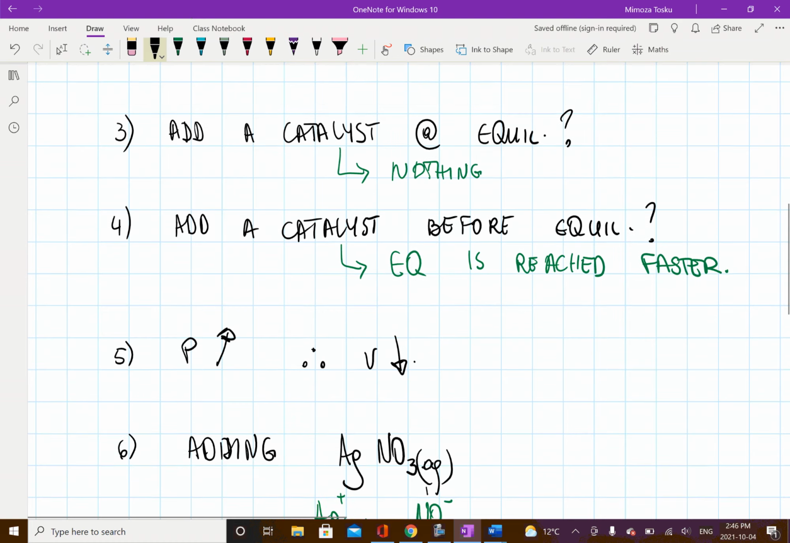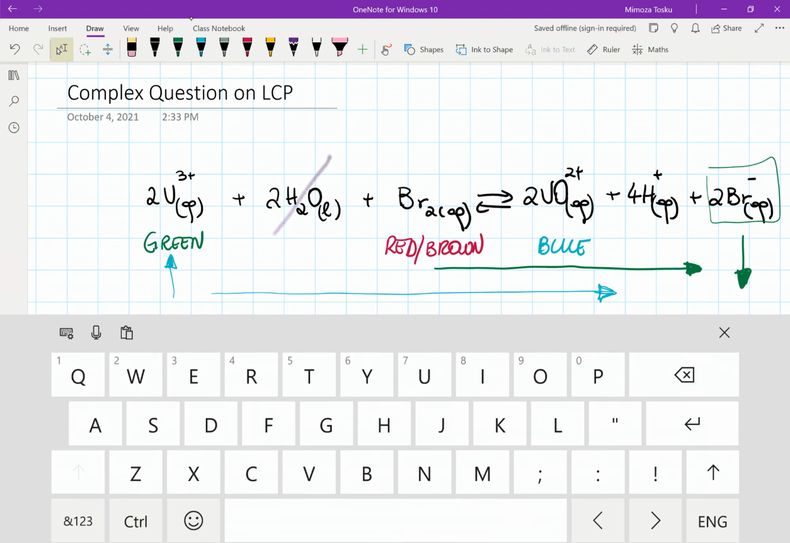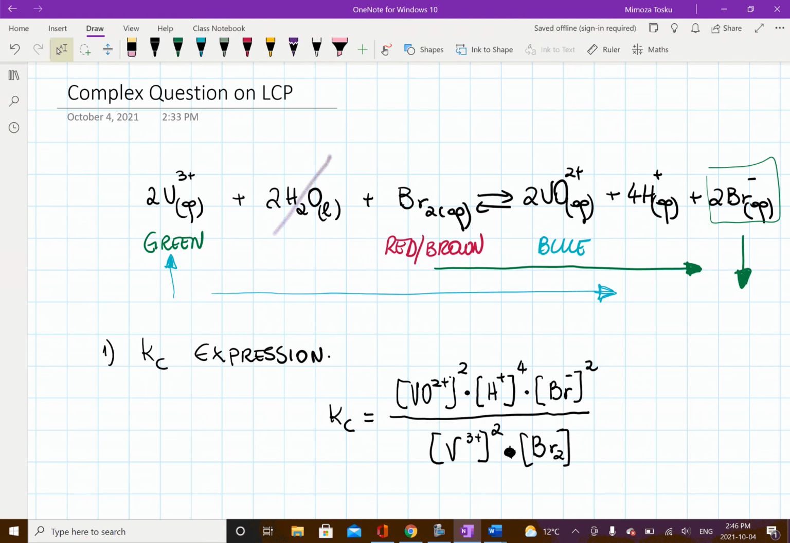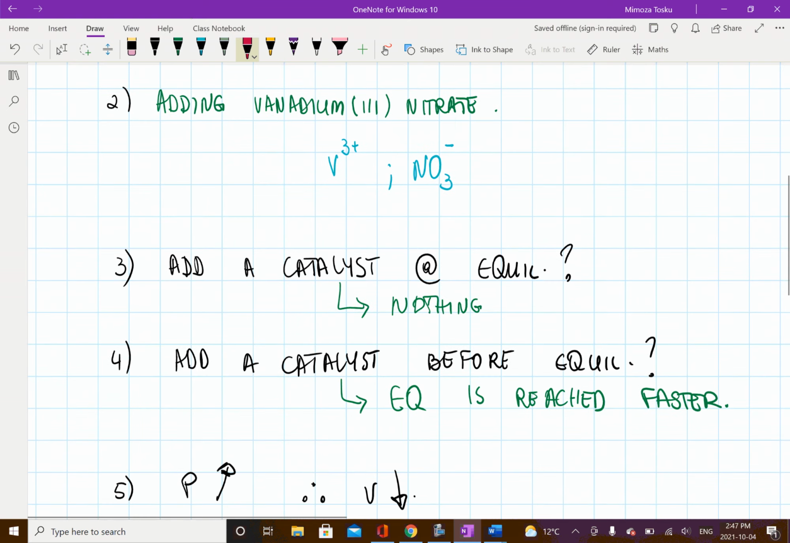So what is happening in this case is you are adding bromide ions, okay? By adding bromide ions, what will happen based on Le Chatelier is the opposite of what happened when we added silver nitrate. So the reaction will shift to the left because they want to use up what is added. Okay? Make sense? Good.